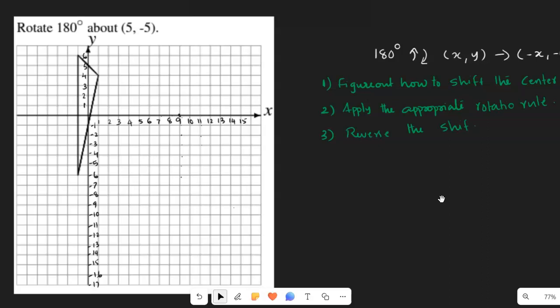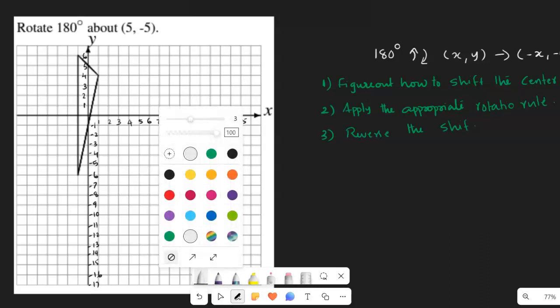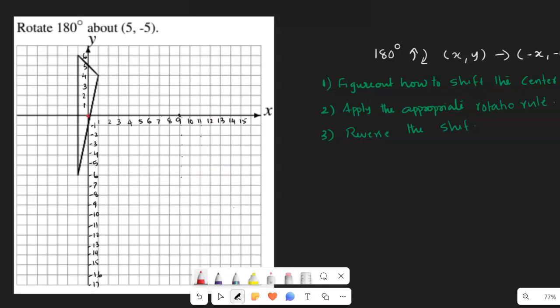Okay, this problem is asking you to rotate this object 180 degrees about (5, negative 5). So the center of rotation is not the origin. You need to make sure whether the center of rotation is the origin or not. If the center of rotation was the origin, this would be the center. But here it is saying (5, negative 5). First you need to figure out where (5, negative 5) is. This is the new center of rotation.